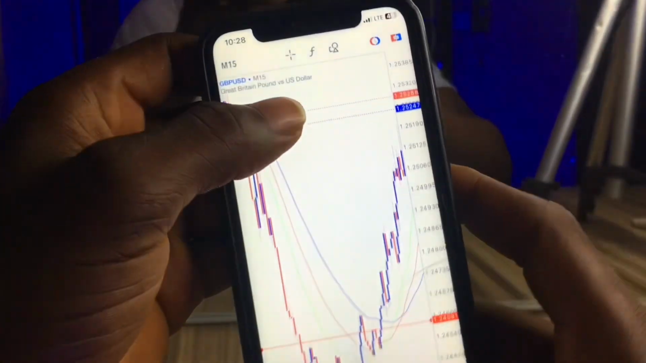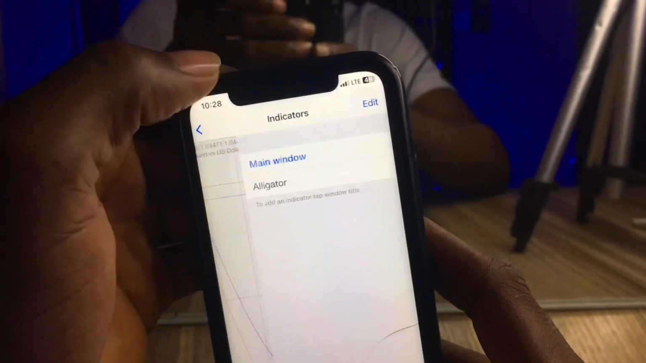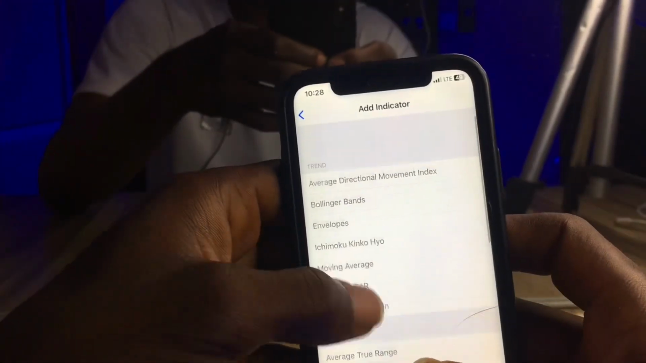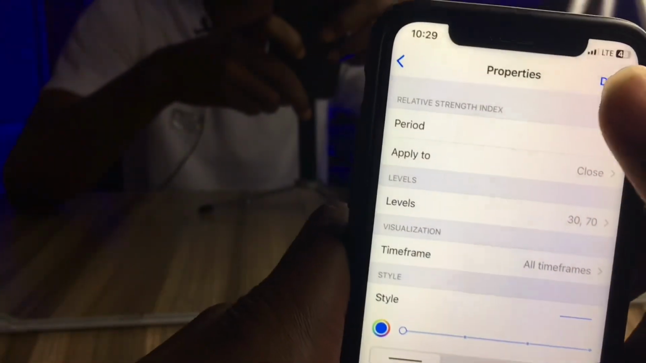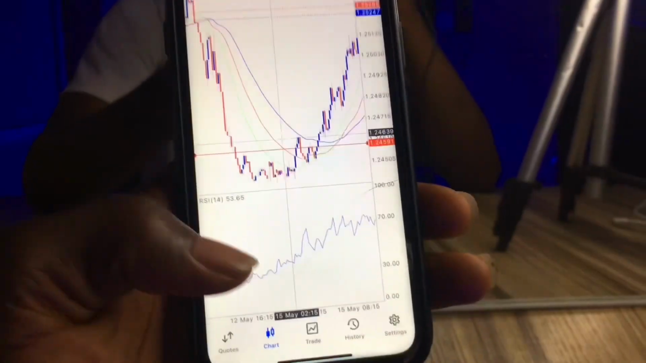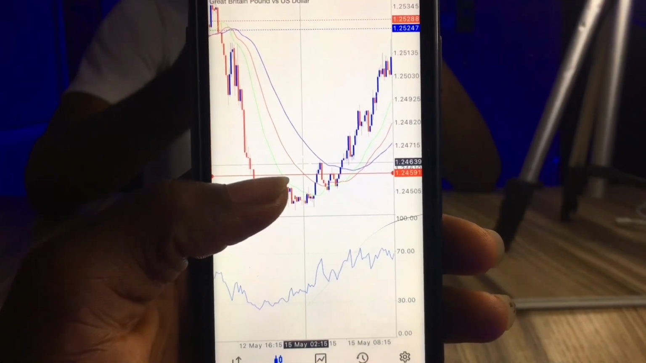So I'm going to tap into the indicator section, and go ahead and search for the relative strength index. Tap into the relative strength index and hit done. Now we have the relative strength index here and we have the alligator indicator.